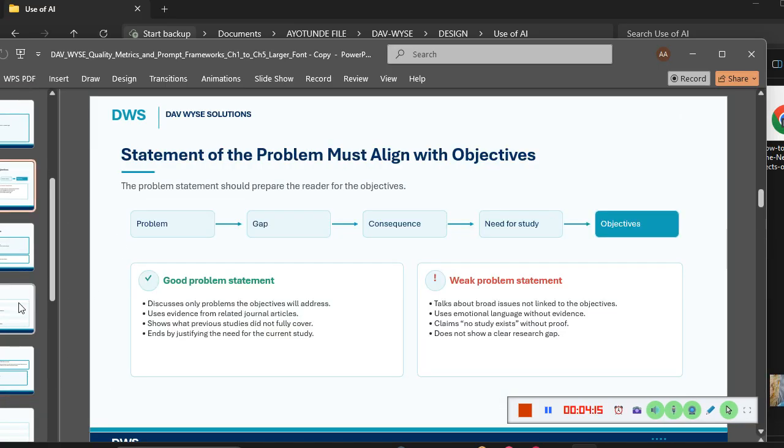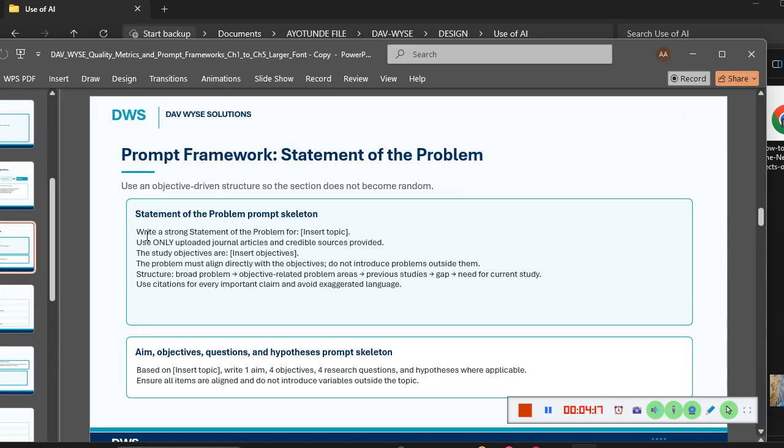Let me quickly explain something here. You can see it says write a strong statement of problem. Use only uploaded journal articles and credible sources provided. The study objectives are, so that is to tell you that everything follows a sequential order. They must align. By the time your problem has been identified, your problem will directly link to your objectives. So the problem must align directly with the objective. Do not introduce problems outside of them, right?